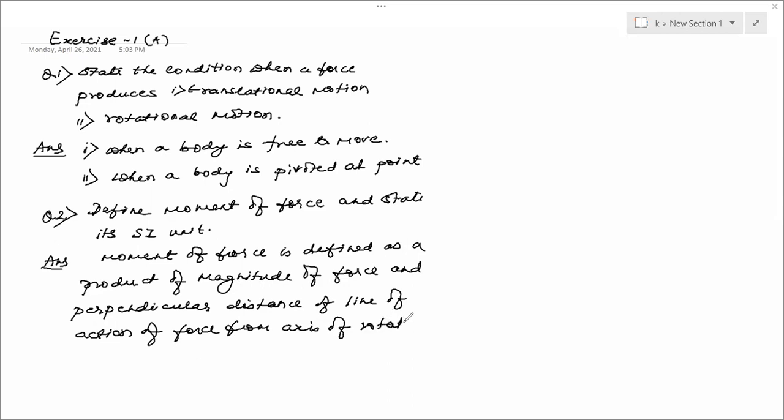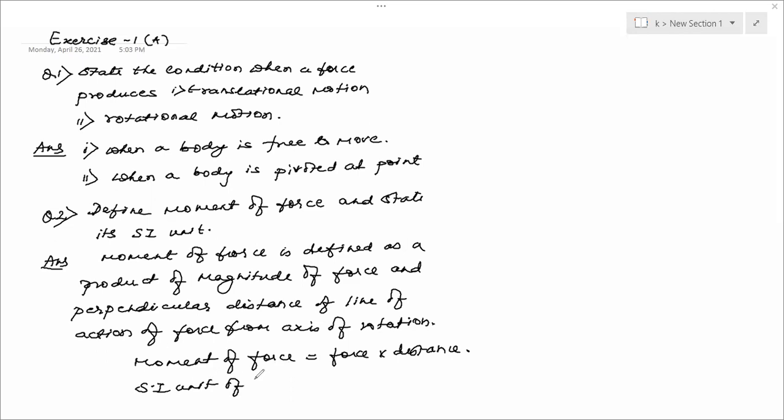But you should know this. This is a definition. Then they wanted to tell the SI unit. Usually both the questions are connected. So moment of force is defined as a product of magnitude of force and perpendicular distance of the line of action of force from the axis of rotation. In short, I'll just say it is nothing but force into distance. Of course, this distance is the perpendicular distance of the line of action of force from the axis of rotation. I said it because the SI unit I can remember from the formula.